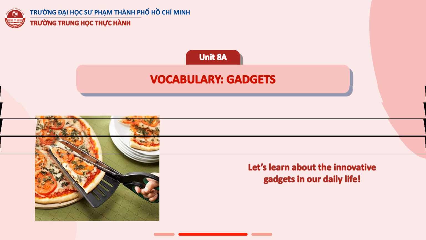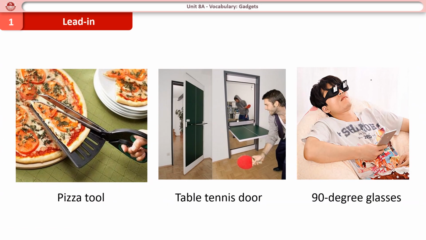As you know, we are surrounded by tons of innovative gadgets in our daily life, especially the modern ones that are designed to make our life more productive. For example, we have the pizza tool, table tennis door, and 90-degree glasses. One day, if you meet a person and that person doesn't really know about these gadgets, how would you describe them to that person? Well, that is the purpose of today's lesson. We are going to learn the vocabulary that describe these gadgets.